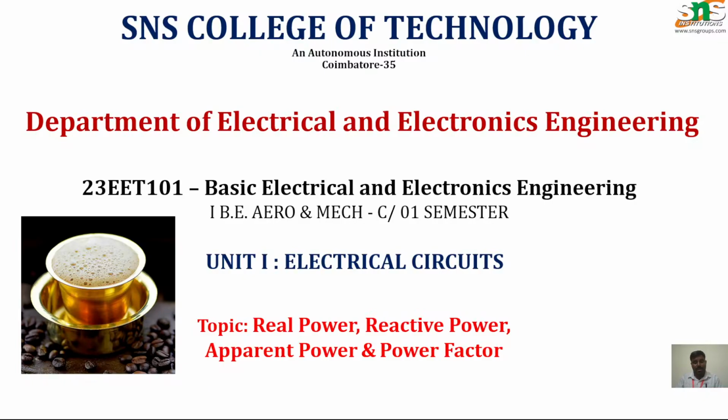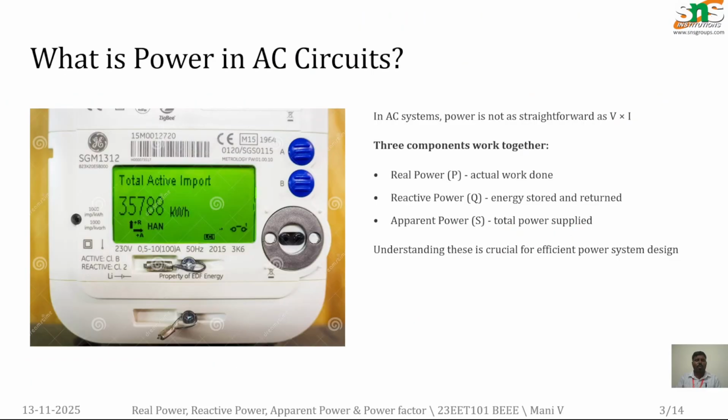Hi, welcome back. Today we are going to discuss real power, reactive power, apparent power, and power factor in AC circuits. So, what is power in an AC circuit? Normally in a DC circuit, the power is P equals VI, that is voltage and current.